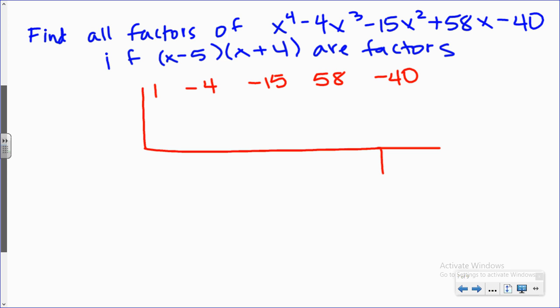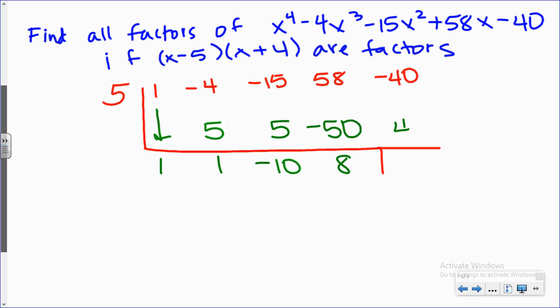So let's just start with the first one that we have. If x minus 5 is a factor, we know that 5 should be a 0, right? So bring down the 1, multiply to 5. Add to 1, multiply to 5. Add to negative 10, multiply to negative 50. Add to 8, multiply to 40. And there you go. We have a 0.